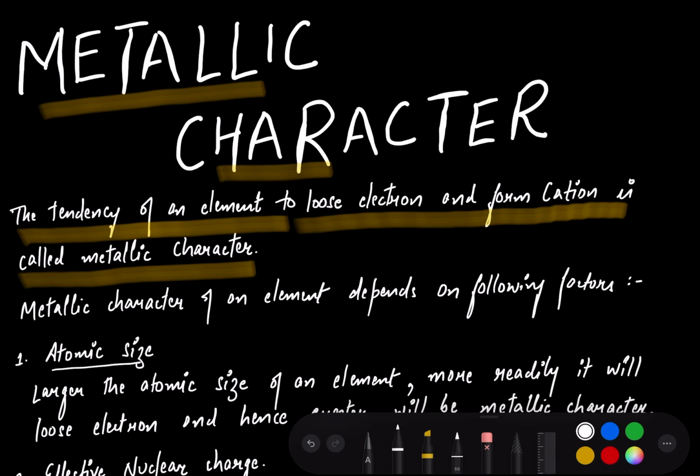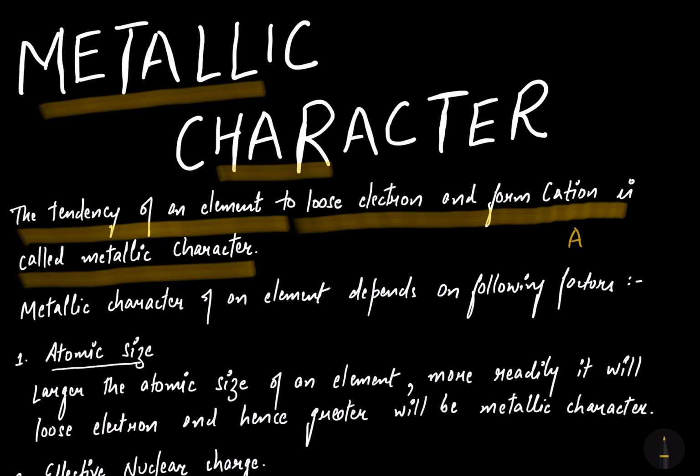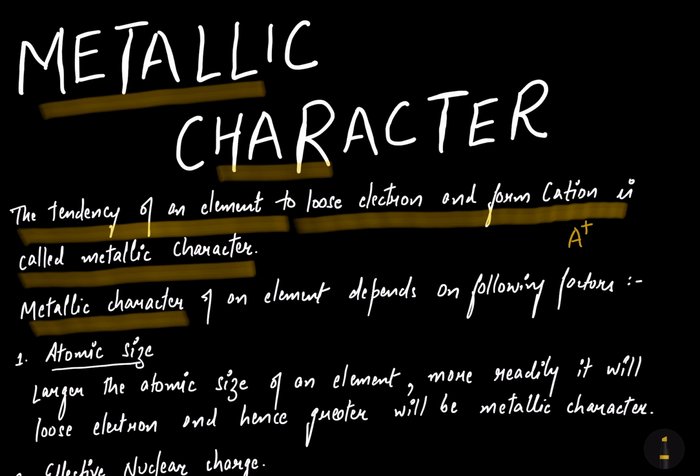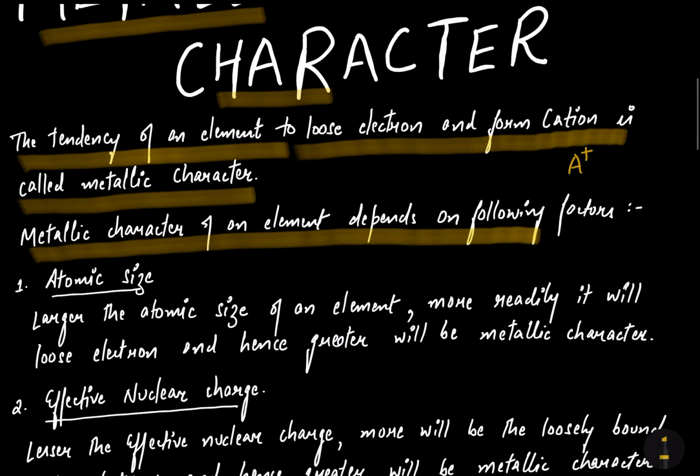What do we understand by cations? Any element having a positive charge, that stands for cation. I have taken example capital A, and it's having a positive charge, so it will be a cation. Now, metallic character of an element depends upon the following factors. The first one is the atomic size.